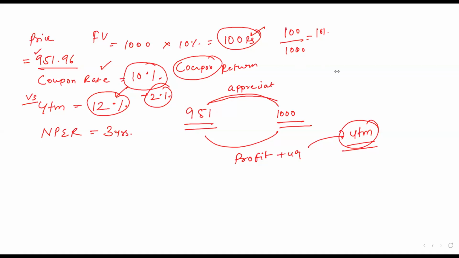After calculating coupon rate, 49 is not a percent, 49 is 49 rupees over here. So you bought it at 951, and you got 1000 for it. So 49 rupees is the profit.